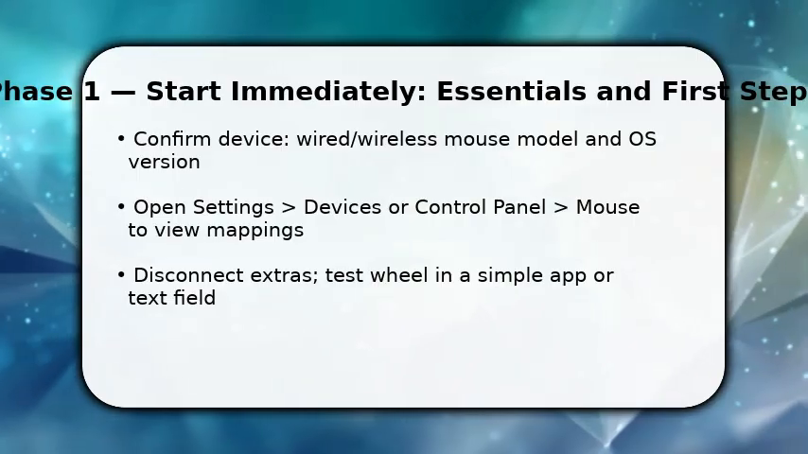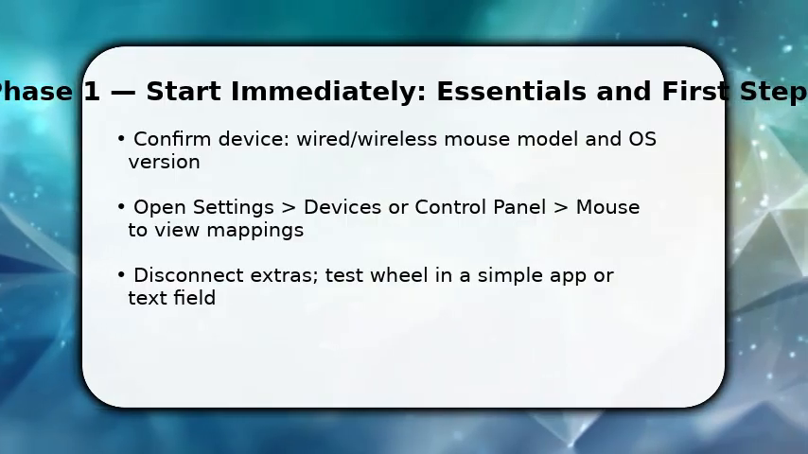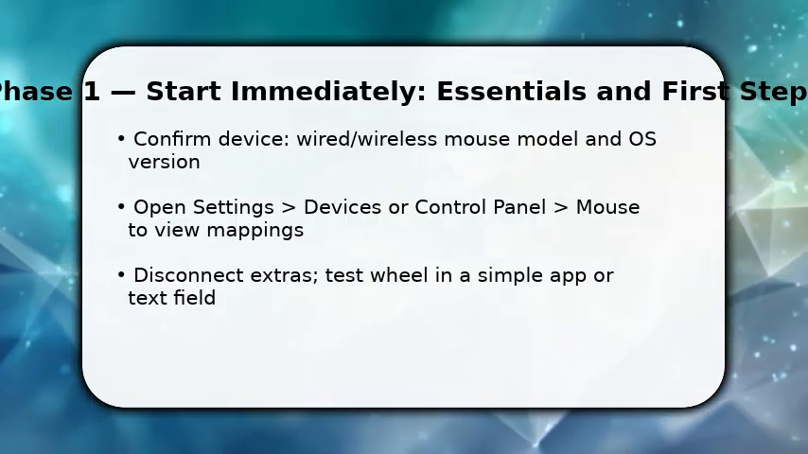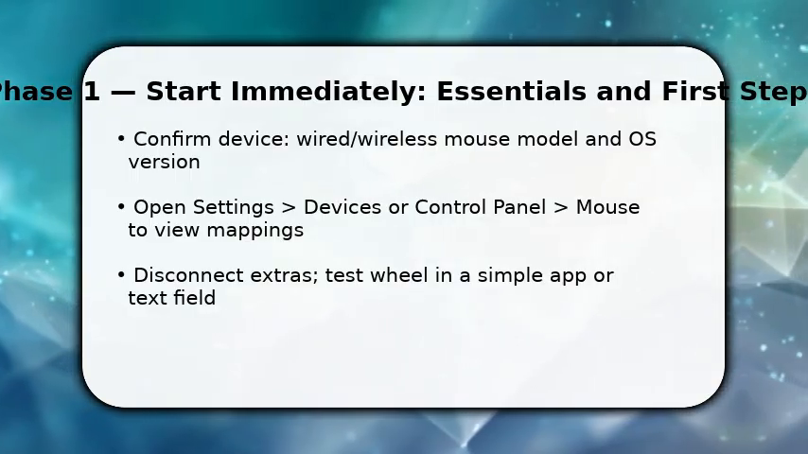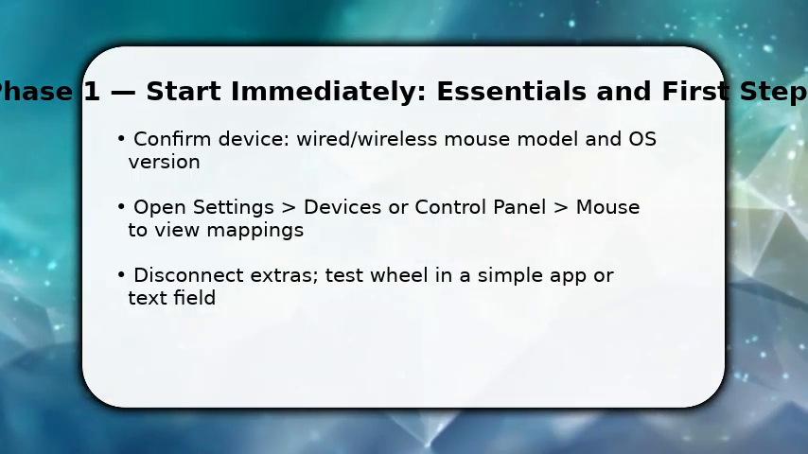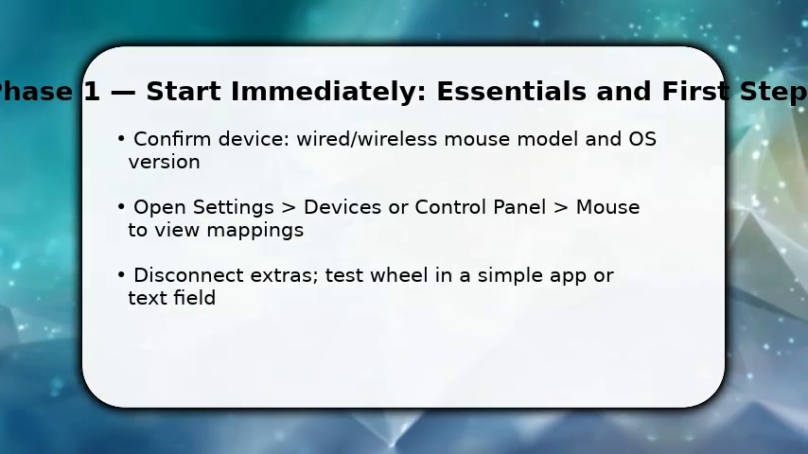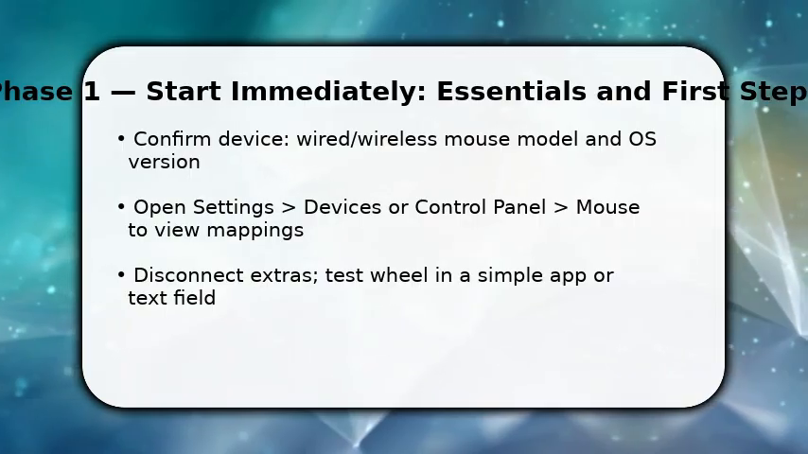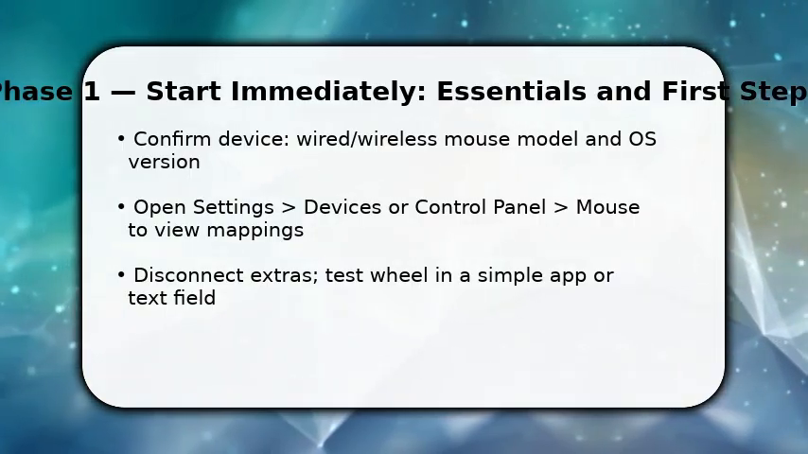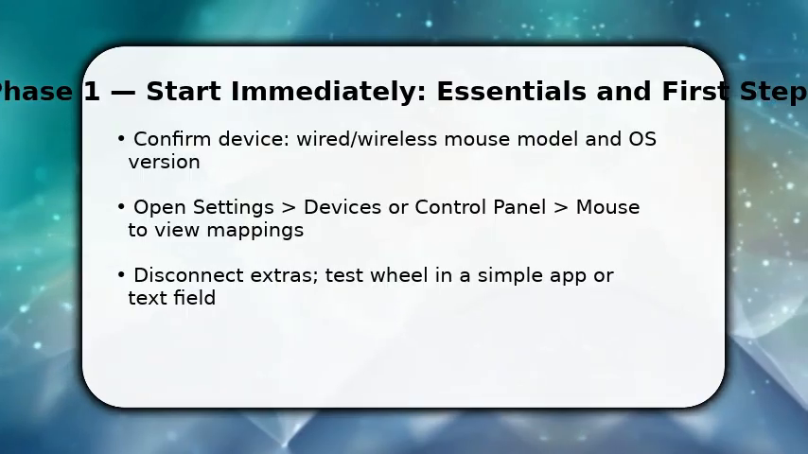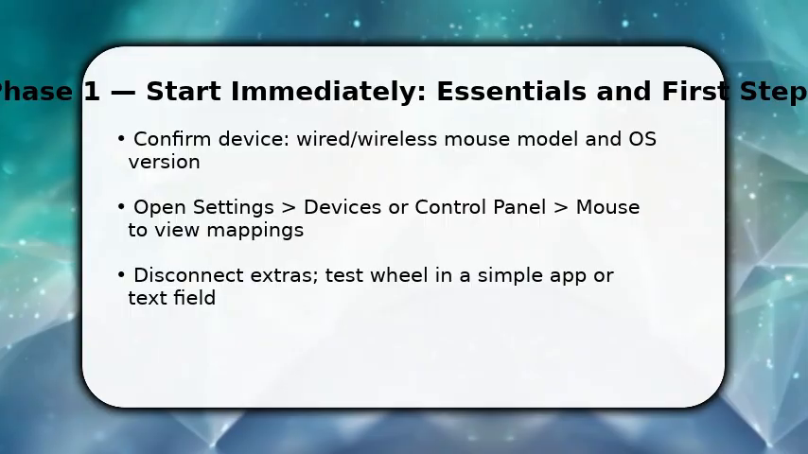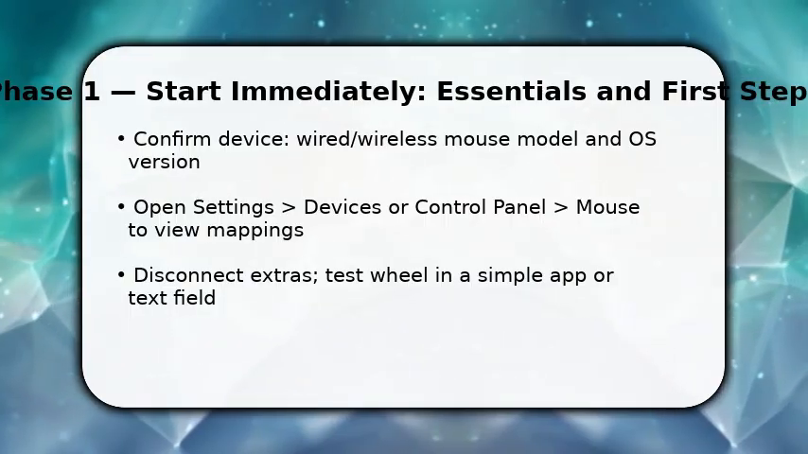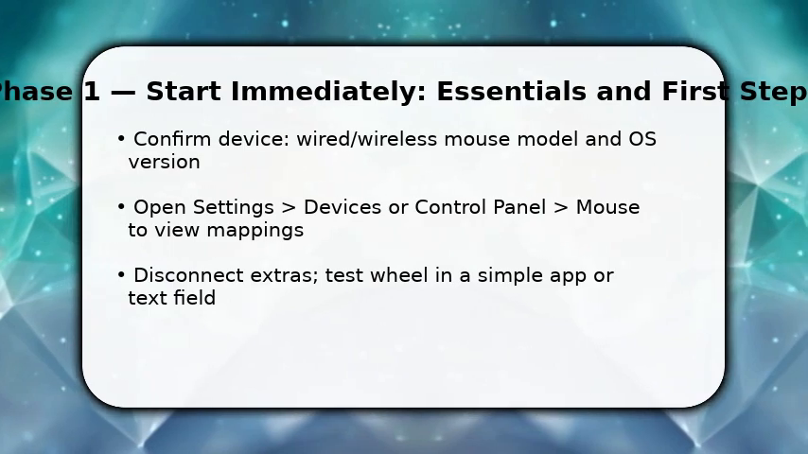You begin by confirming the mouse model and OS version so you know which drivers or utilities to change. Once done, disconnect extra input devices to avoid conflicts, then open Settings or Control Panel to the mouse section and view scroll mappings. Make sure to test the wheel in a text box to see whether it scrolls or changes volume. If it changes volume now, note the app or driver listed, because that tells you whether the change is system level or from a utility.